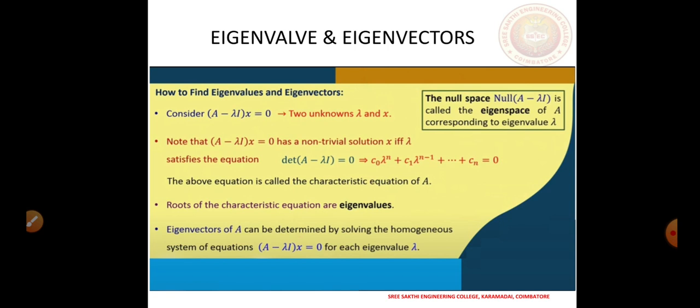Once we solve the characteristic equation, we get the eigenvalues, and the eigenvectors of A can be determined by solving the homogeneous system of equations. That means (A minus lambda I) x is equal to 0. So we need to solve again a system of linear equations.